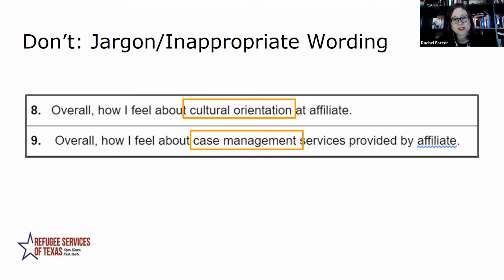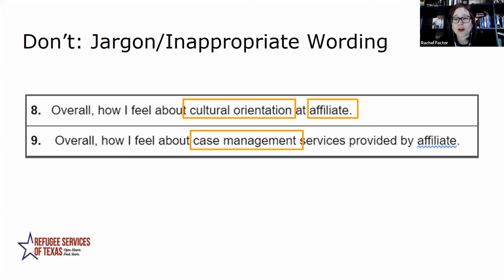But if I'm a participant who went to a cultural orientation, I may not know that it was called cultural orientation. It may have been a class, it may have been a one-on-one session with their case manager. So just make sure that you're really specifying what these things mean, or preparing your recipients before they take the survey about the words and the terms that you're going to be using.